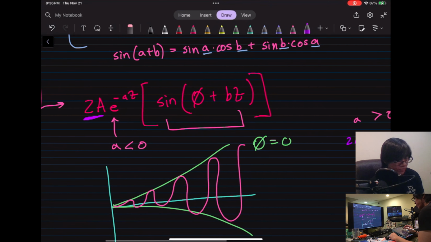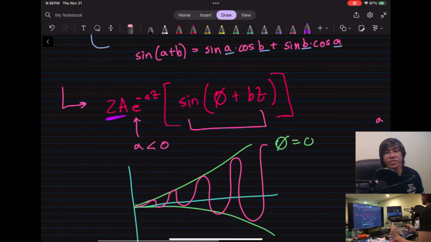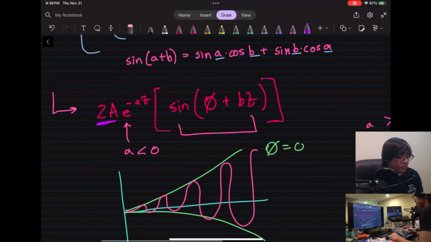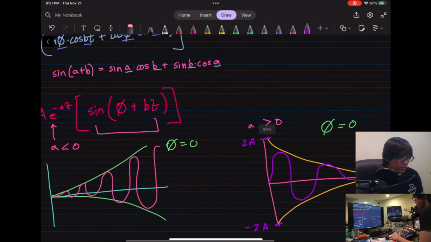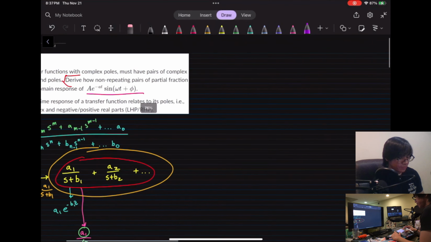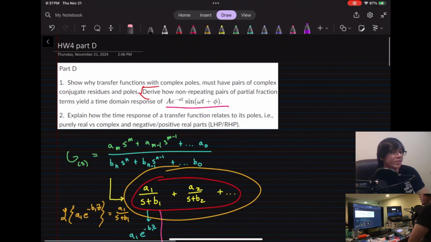And of course, you might ask, what if a is 0? Then you'll have a constant sinusoidal function that will just remain the same amplitude of 2a. So that's the derived time domain response, as they call it here.